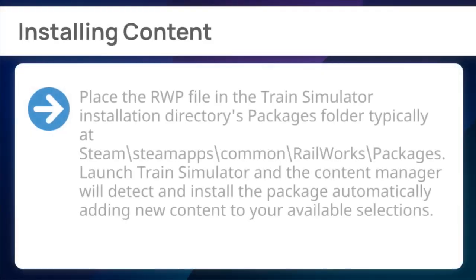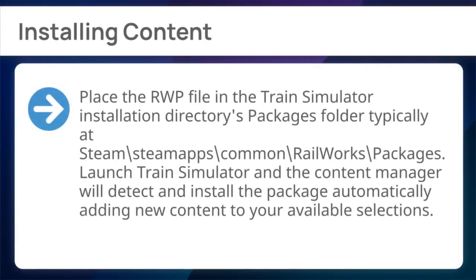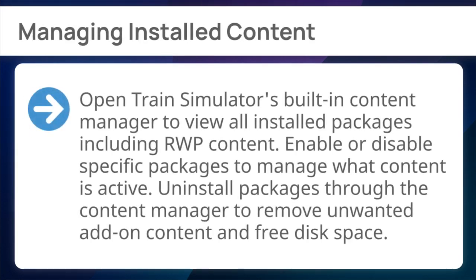First, installing content. Place the RWP file in the Train Simulator installation directory's packages folder, typically at Steam Apps Common Railworks packages. Launch Train Simulator, and the Content Manager will detect and install the package, automatically adding new content to your available selections. Next, managing installed content.